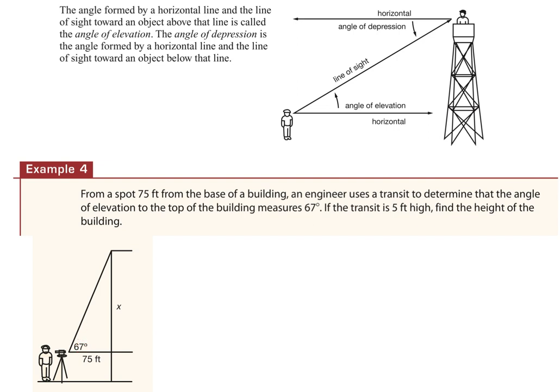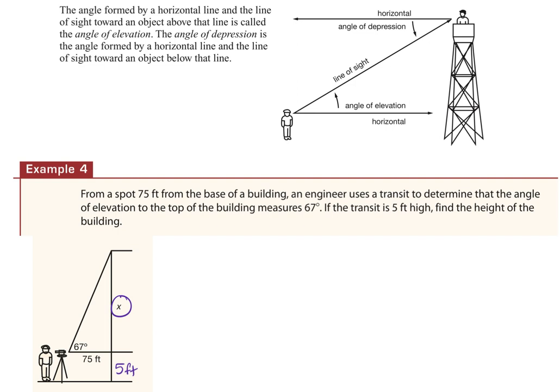If the transit is 5 feet high, find the height of the building. Why did they tell me 5 feet? Well, my right angle is going to give me this guy from the actual ground, though it started at 5 feet. So I'm going to use right angle trigonometry to find that x, and then I'm going to add that 5 feet to it. That's why they gave me that extra piece of information.